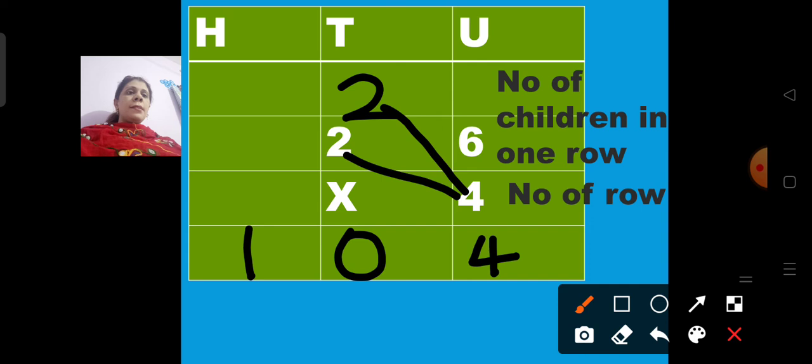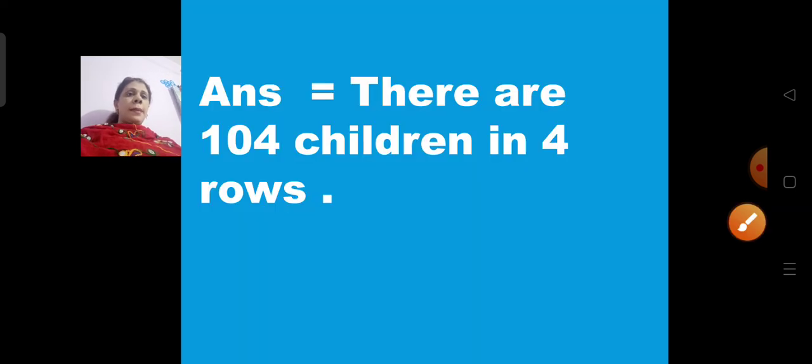So now let us write our answer, that is the last step. There are 104 children in 4 rows. What is my answer? There are 104 children in 4 rows.